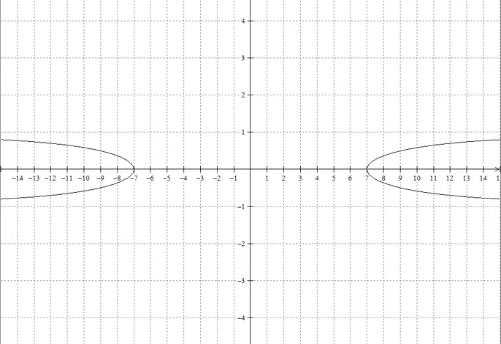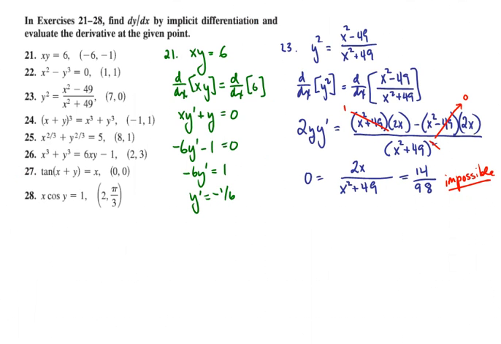So I'm going to close down this graph. And what I said before was that the derivative didn't exist anywhere, but that's not true. When we plug in the point x equals 7, y equals 0, the derivative doesn't exist. And that was confirmed by looking at the graph and seeing that at that point there's a vertical tangent there and the derivative won't exist.